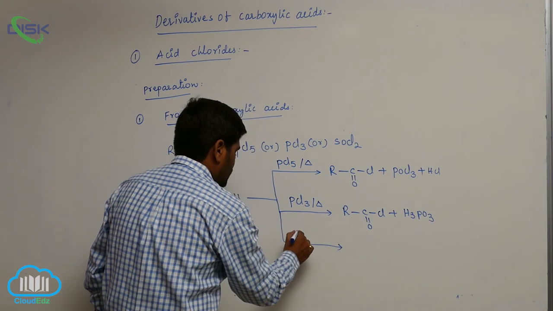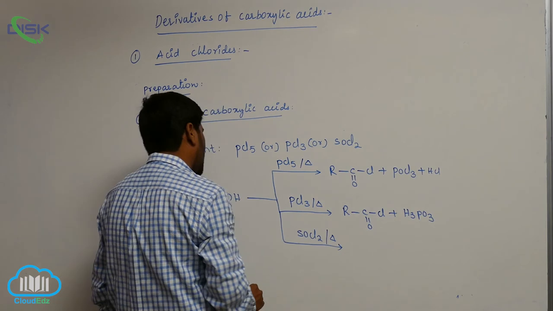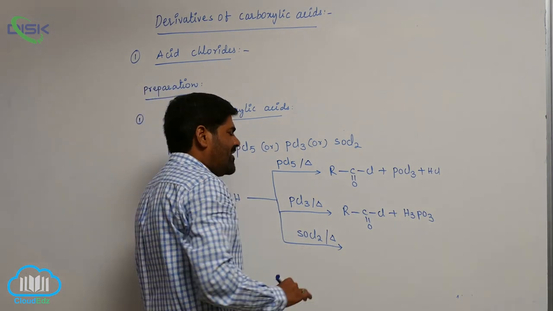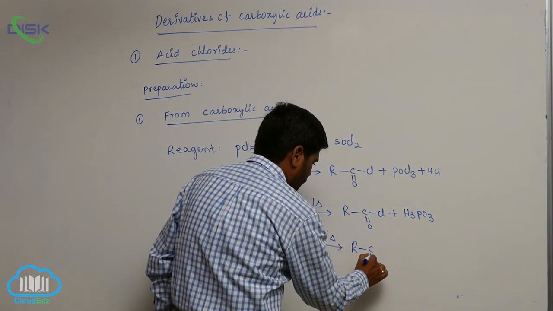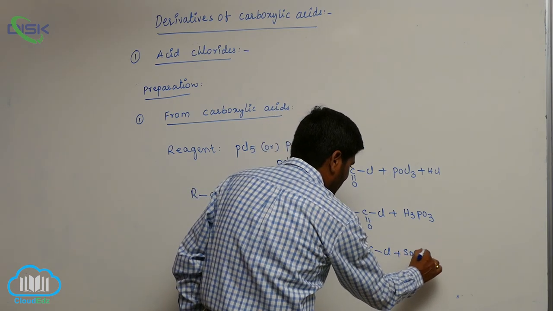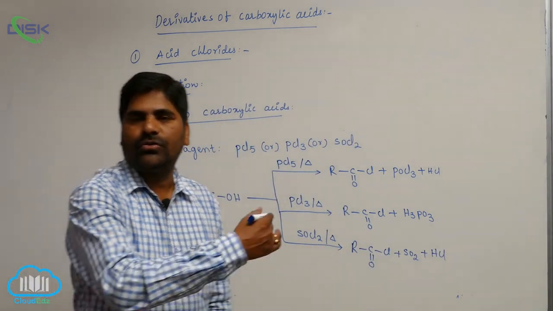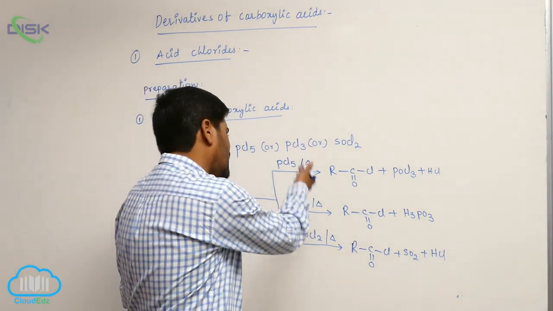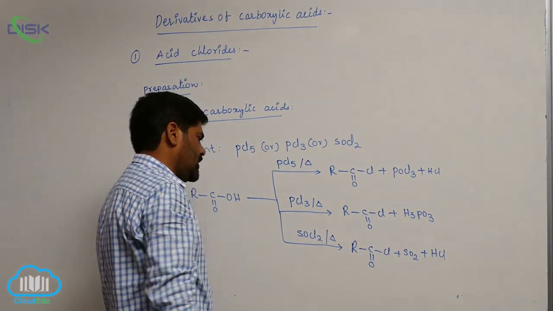When it reacts with thionyl chloride, SOCl2, followed by heating, loss of sulfur dioxide and hydrochloric acid takes place to form acid chloride, R C double bond O Cl, with sulfur dioxide gas and hydrogen chloride gas. So these are the acyl substitutions with PCl5, PCl3 and SOCl2.